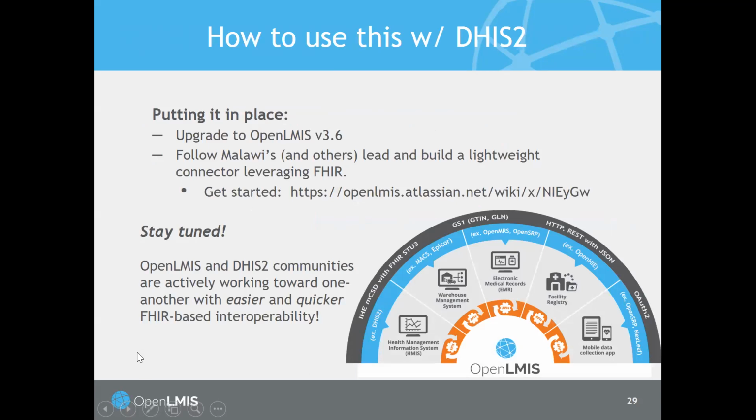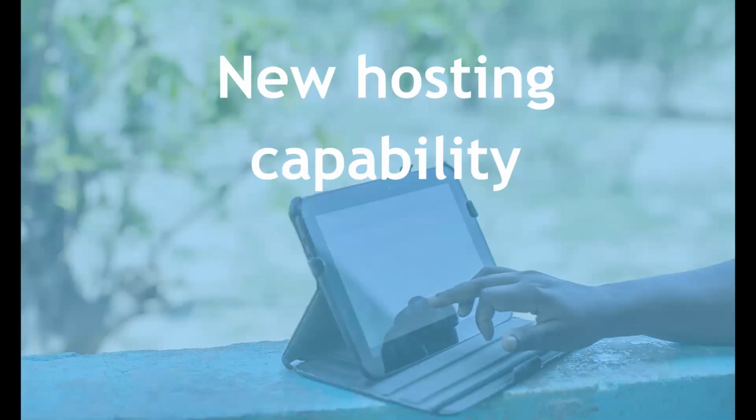The first thing to note is that this is available in version 3.6. If you upgrade to version 3.6, you get this automatic ability to have these metrics defined in a fire measure and measure report, and it works with fire location. One thing to note, though, is that this is not yet a turnkey solution. As Wes noted in the beginning, it's not yet just plug and play. You do need to do a little bit of work if you're going to move data between the two systems. You can follow Malawi's lead and build a lightweight connector which can leverage Fire. If you follow this link here, we have a lot more information about the Fire spec, and you can find out all the information about how you could build that connector.